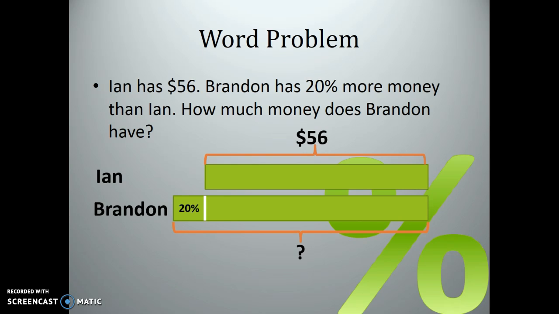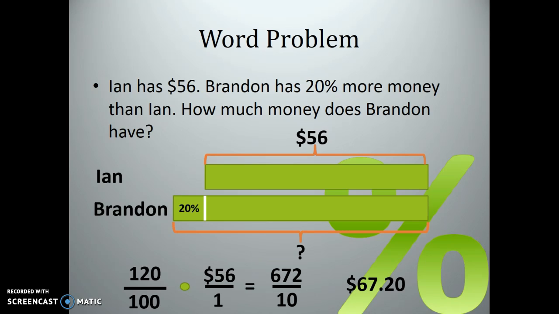So Ian is our standard of comparison. That's what we're comparing to. That's our 100%. Brandon has 20% more, so that's 120%. So we're going to set that up like you see in front of you. And we're going to do the math on that. And we're going to get $67.20.